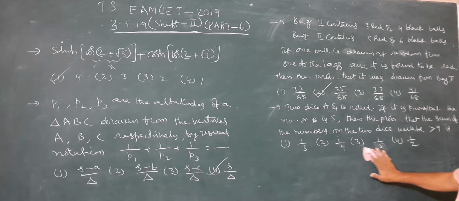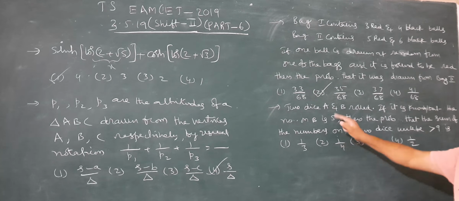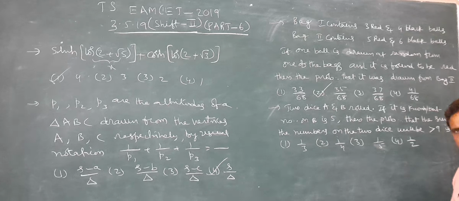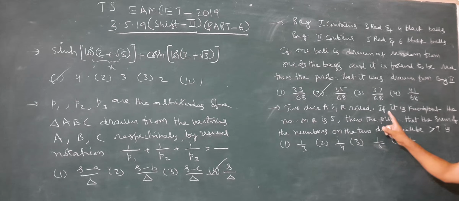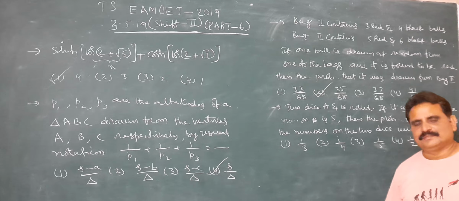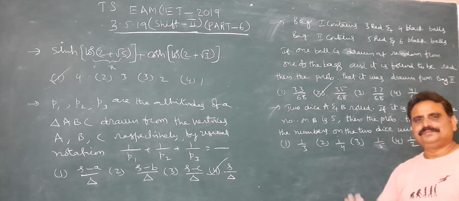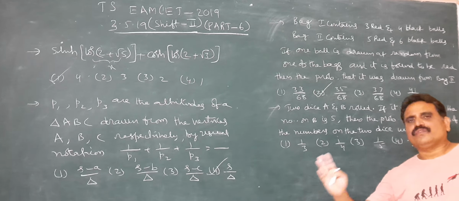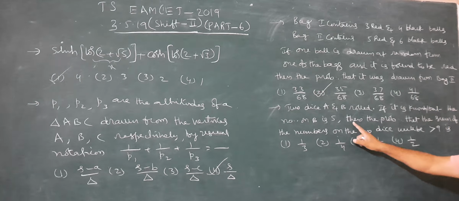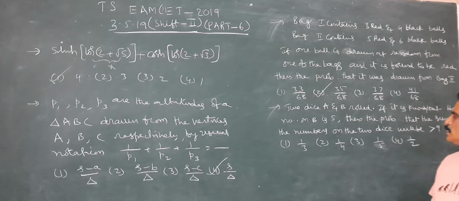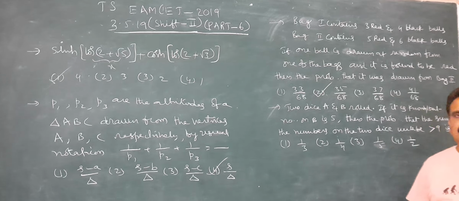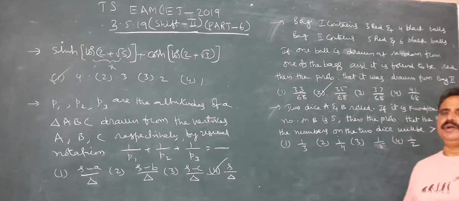Next question: 2 dice A and B are rolled, one die A, another die B. If it is known that the number on B is 5, that means 2 dice are rolled but B shows 5. That is fixed. That is the given condition. Then the probability that the sum of the numbers on the 2 dice will be greater than 9. So it belongs to conditional probability.